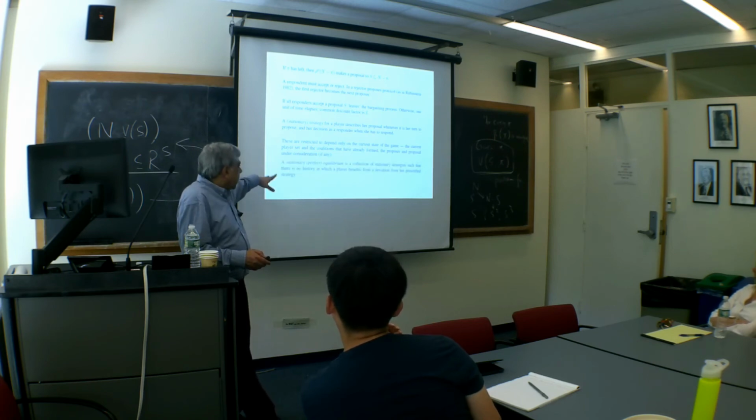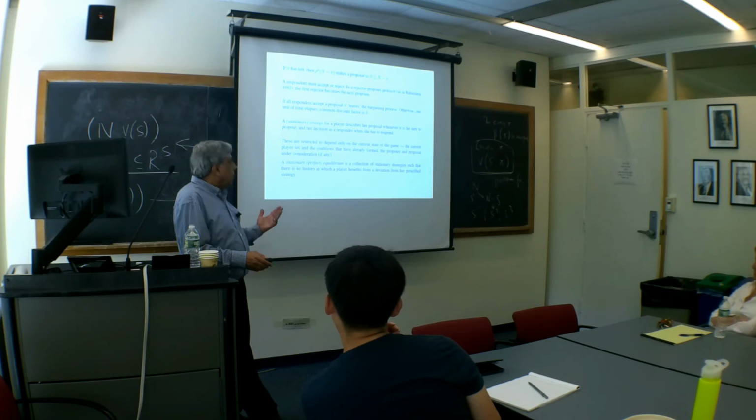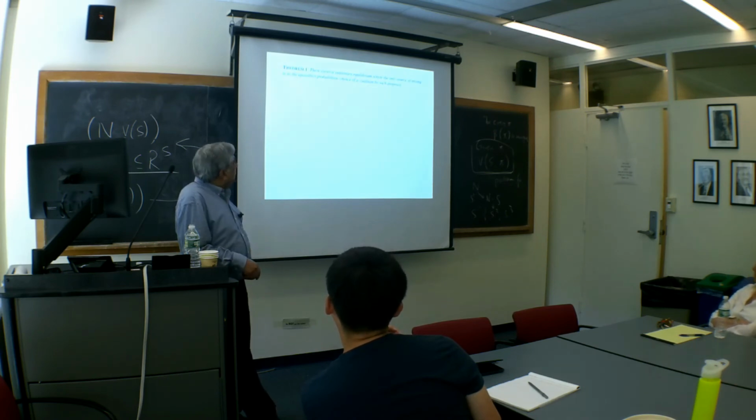And so a stationary perfect equilibrium is a collection of stationary strategies for which there is no history at which a player benefits from her prescribed strategy. There is, first, to get it out of the way, an existence theorem to say that there is a stationary equilibrium in a model like this. And it doesn't involve a lot of mixing, perhaps in the choice of the coalition.